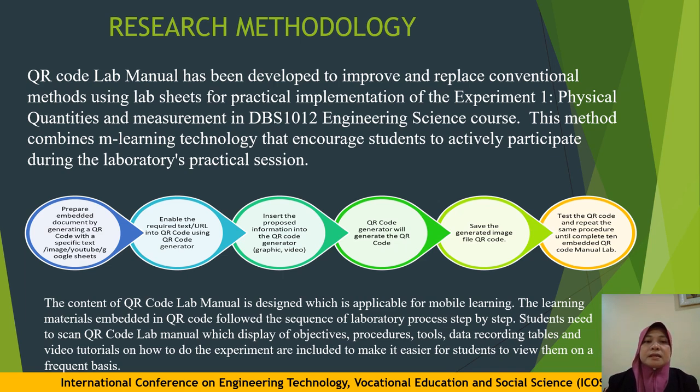The next, still on research methodology. The process of the QR code lab manual is stated in objective 1, or the first objective. So the QR code lab manual has been developed to improve and replace the conventional method using lab sheets for practical implementation of experiment 1, physical quantities and measurement, in engineering science course. This method combines learning technology that encourages students to actively participate during the laboratory practical session.